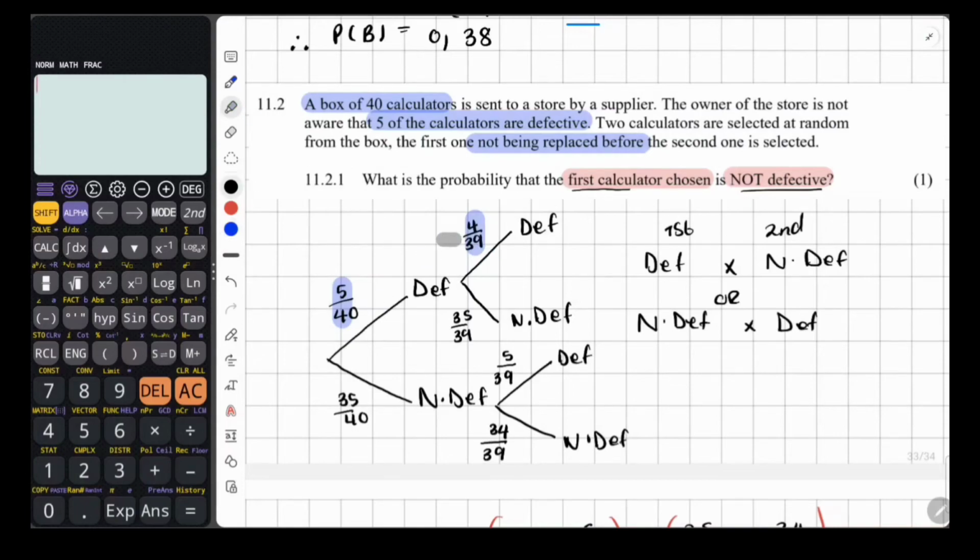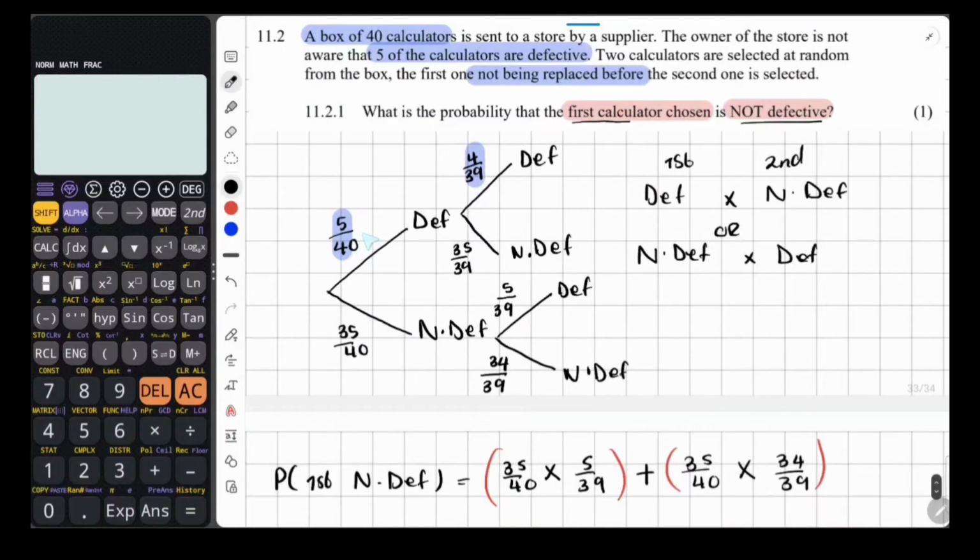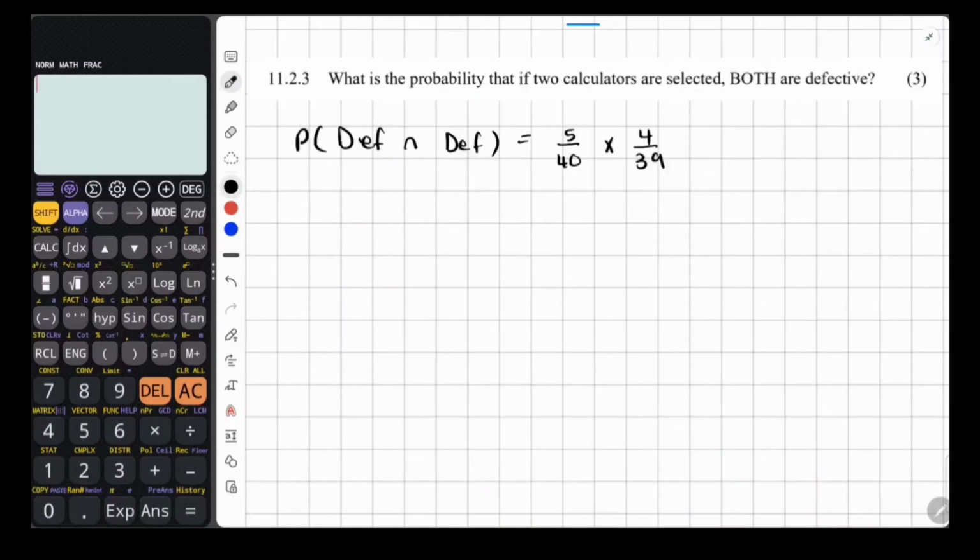So those two, just multiplying those two together, and we'll work with that instead. So that's 5 over 40 times 4 over 39. And as a fraction, I just get 1 over 78. Okay, so that's the answer for that one.